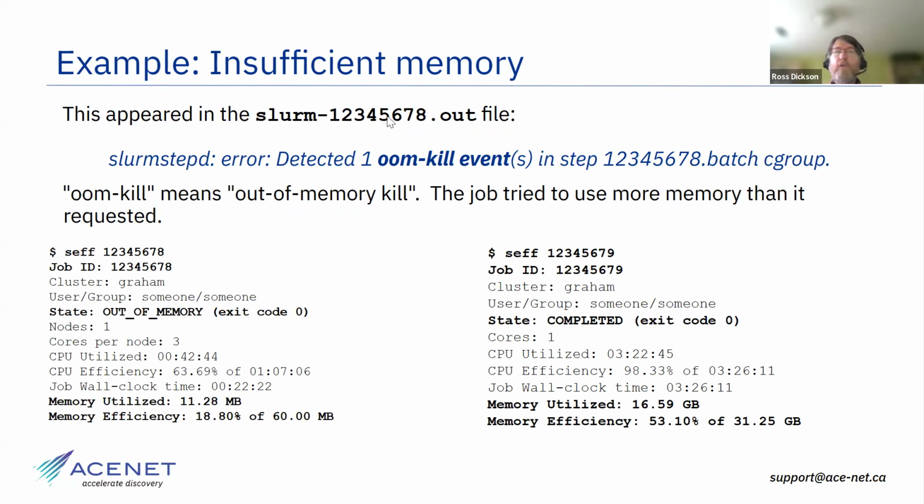So just job 1, 2, 3, 4, 5, 6, 7, 8. In the standard output file, slurm-blah.out, there was a message that said Slurm step D error detected 1 kill events in step blah.batch.c group. To most of you, that's probably a lot of gibberish, right? It just sounds kind of like it says error, and kill sounds kind of scary.